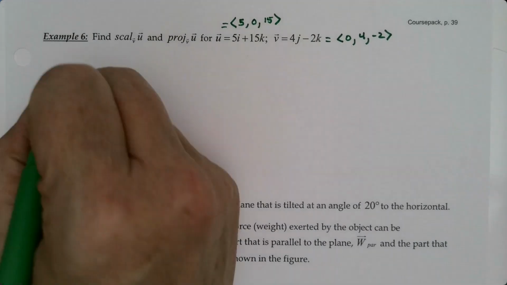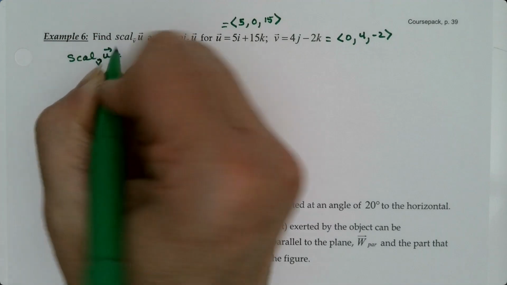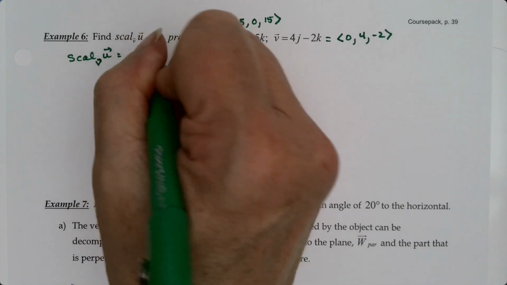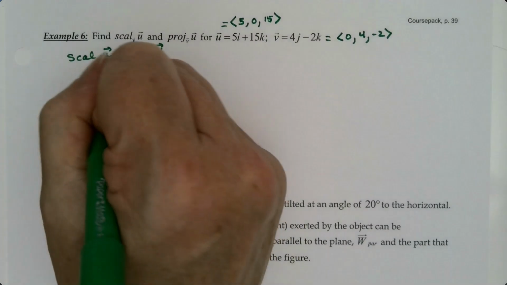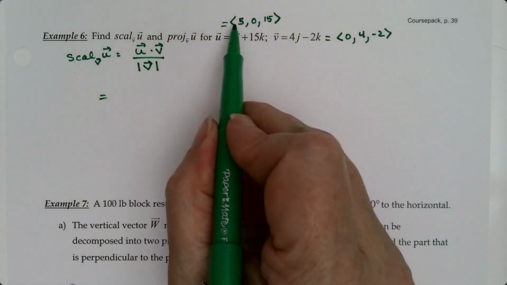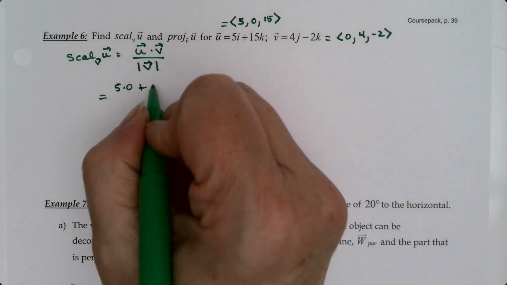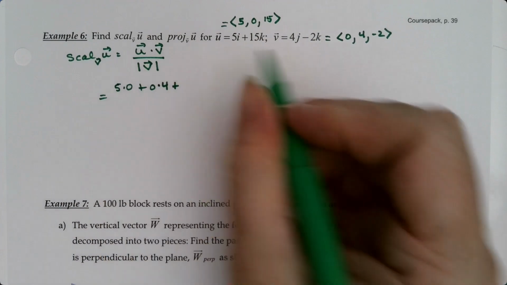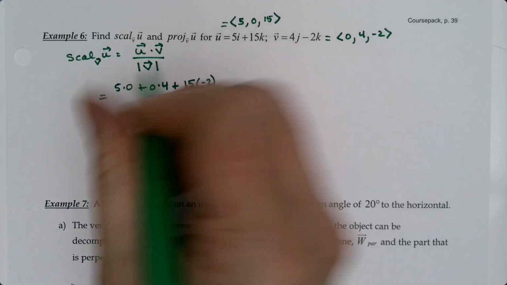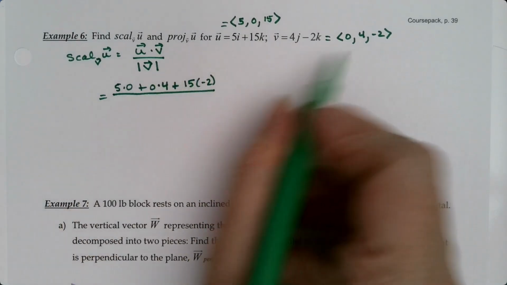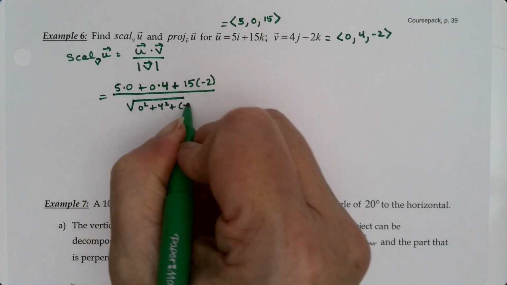All right, so now for the scalar projection of u onto v, that would be the dot product of u and v divided by the magnitude of v. Okay, so the dot product of u and v would be 5 times 0 plus 0 times 4 plus 15 times negative 2. We're using the dot product method, of course, because we don't have the angle. And we're going to divide it by the magnitude of v, so that would be the square root of 0 squared plus 4 squared plus negative 2 squared.